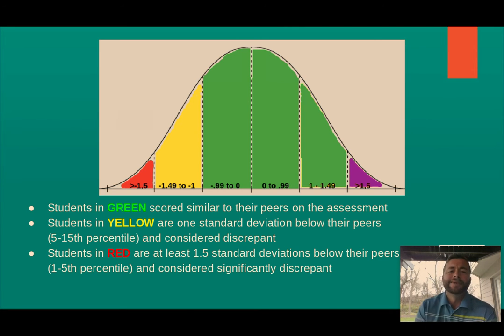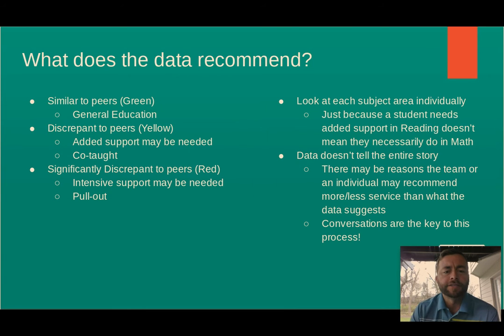So that's what those numbers mean. That's what that color coding will mean on the screen. So hopefully that's easy for you to understand. If not, obviously ask someone on the special education core team. So if a student is in a green range, an average range, the data is going to recommend a general education class. If they're in yellow, it's going to recommend more support needed, which might mean co-taught. If they're significantly discrepant, that's where a pull-out class could be part of the mix because intensive support is likely needed. Remember to look at each subject area individually. Just because a student struggles in reading doesn't mean they struggle in math and vice versa.